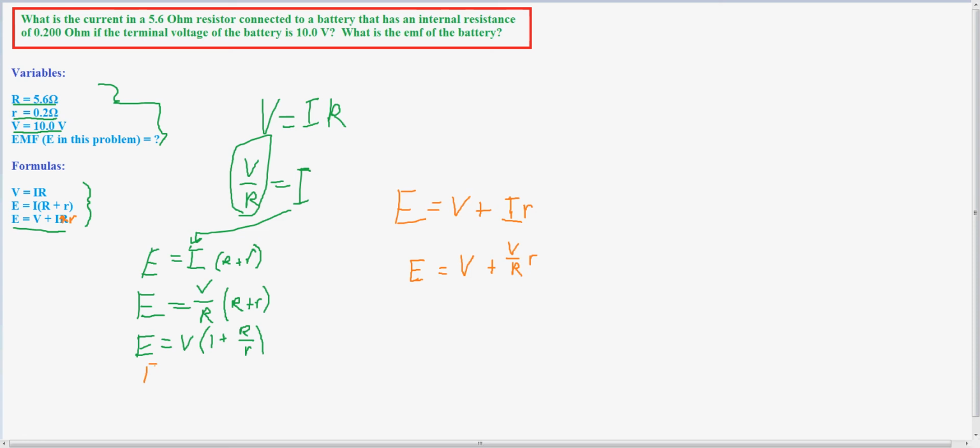So I'll just plug it into this equation. E is equal to 10 times 1 plus, sorry, this should be little r divided by big R. Sorry for that mistake. So we have this little r, which will be 0.2 ohms, divided by 5.6 ohms, which will give you 10.36 volts for the EMF in this problem.